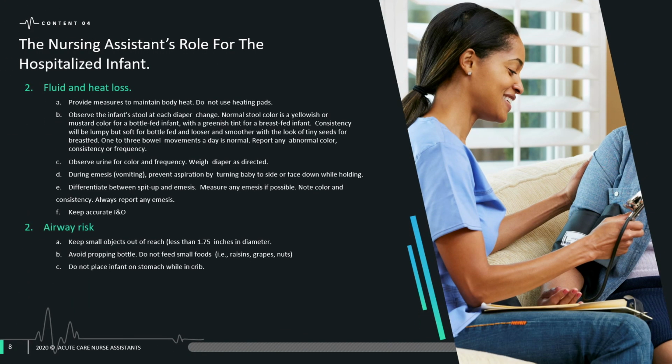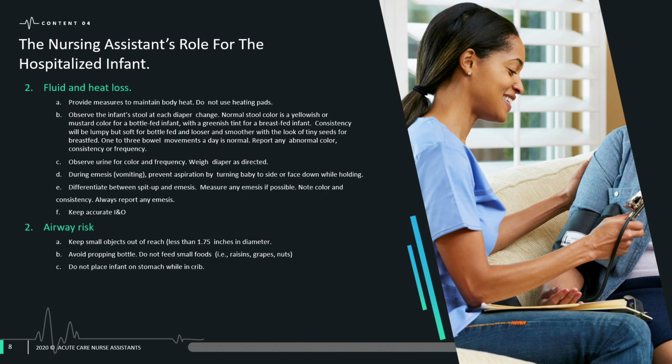Fluid and heat loss. Provide measures to maintain body heat. Do not use heating pads. Observe the infant's stool at each diaper change. Normal stool color is a yellowish or mustard color for the bottle-fed infant, with a greenish tint for the breastfed infant. Consistency will be lumpy but soft for bottle-fed, and looser and smoother with the look of tiny seeds for breastfed. One to three bowel movements a day is normal. Report any abnormal color, consistency, or frequency.